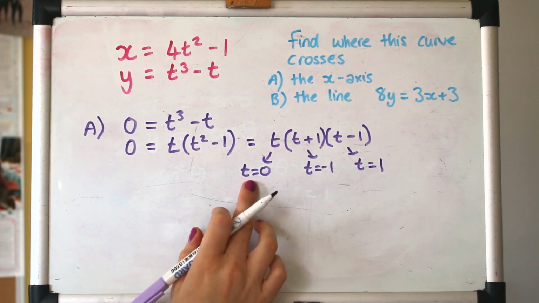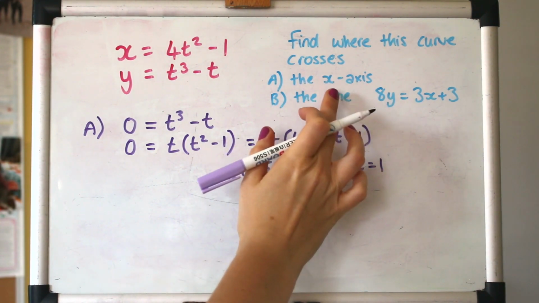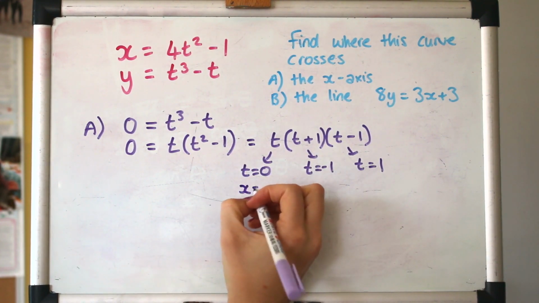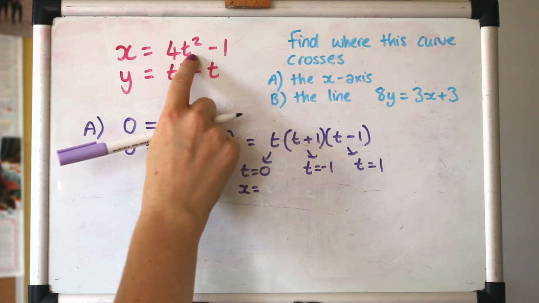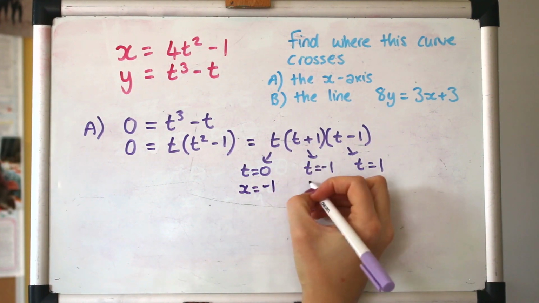Once we know t, we're trying to find the coordinates. Well, we know that y is 0, but we want the x coordinates, so we can put this back into the parametric equation for x to find those coordinates. So we're putting 0 into this here, 4 times 0 minus 1, and the other 2 as well.